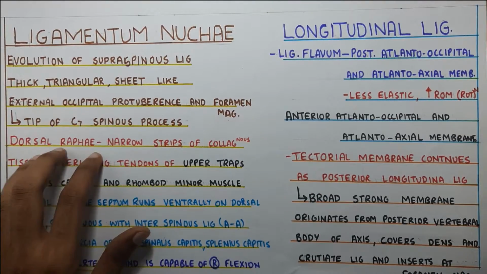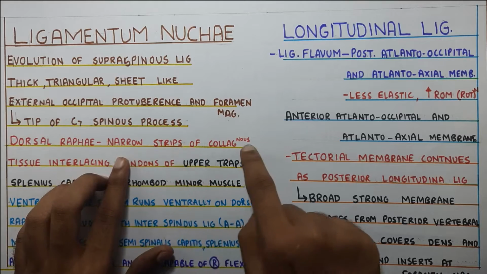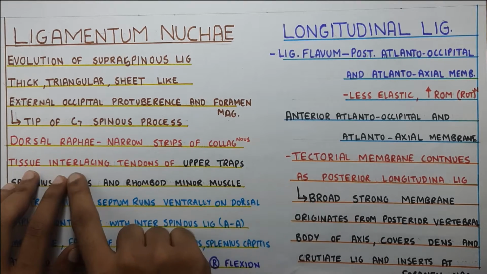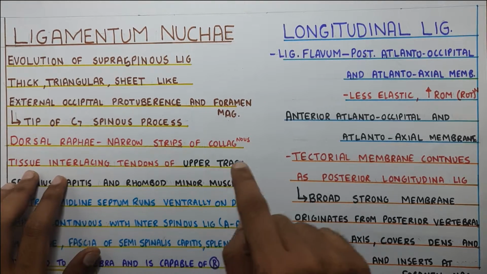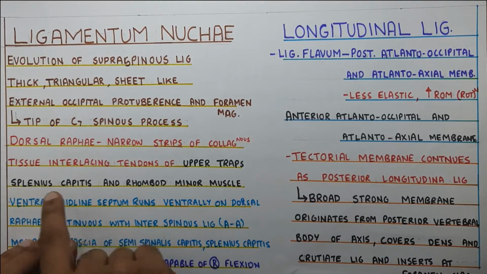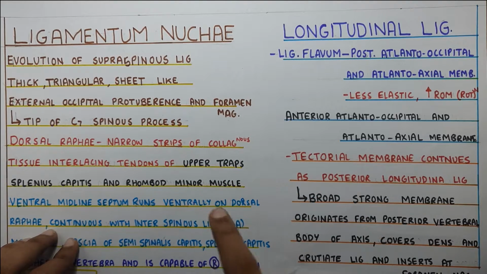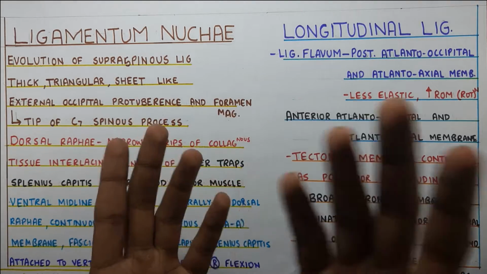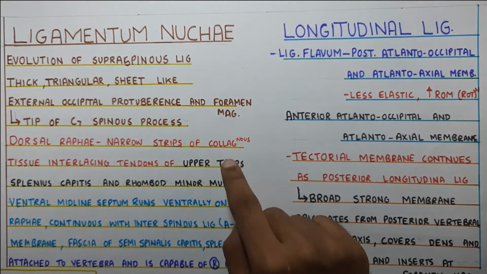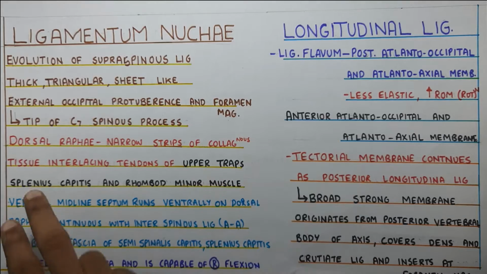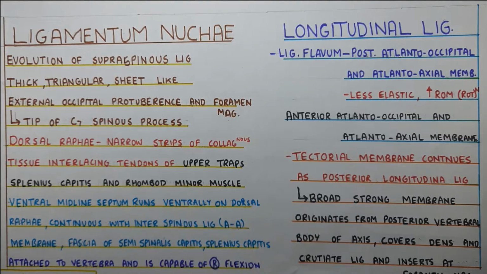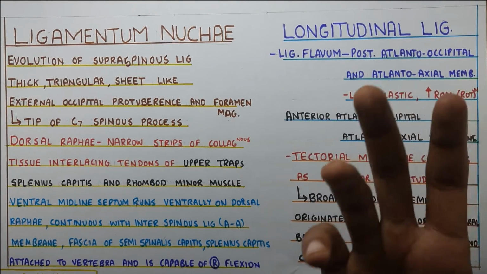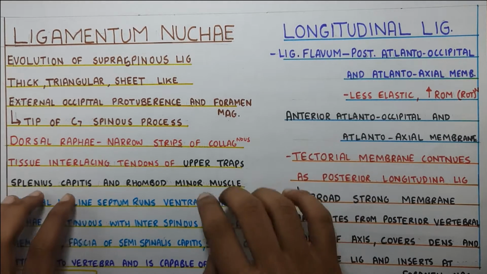Now the dorsal raphe is narrow strips of collagenous tissue which is interlacing with the tendons of muscles like upper trapezius, splenius capitis and rhomboideus minor. Basically what it means is your ligamentum nuchae is attached to big muscles like your upper traps, and then some smaller muscles like splenius capitis and also rhomboideus minor, which is a fairly big enough muscle, right? So it is attached to these.